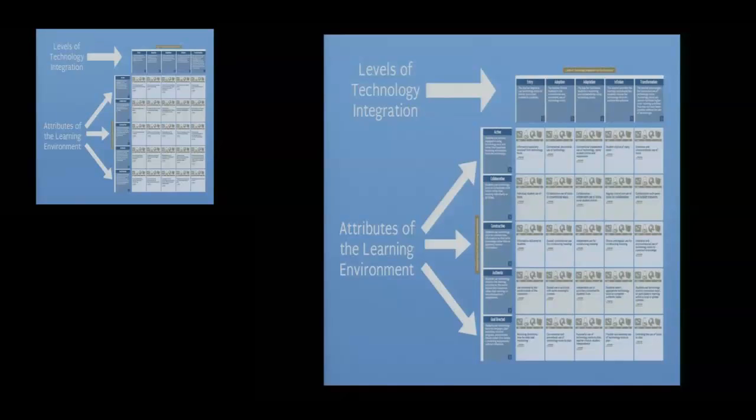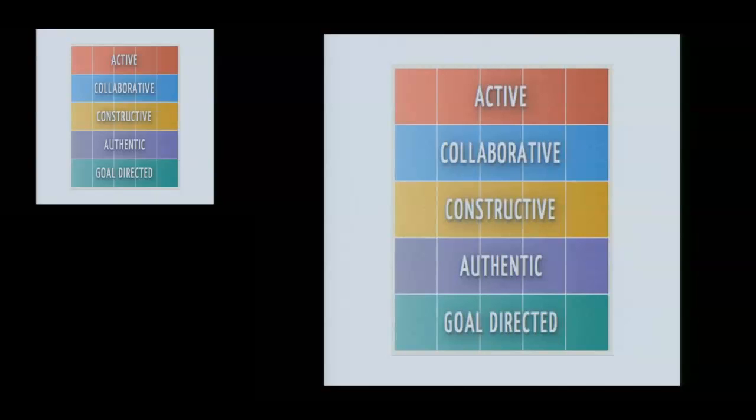The other key difference is that the TIM takes those levels and then describes them across 5 attributes of meaningful learning environments. So just briefly, let's take a look at what those attributes are. There we're talking about active, collaborative, constructive, authentic, and goal-directed learning and teaching. These are based on a variety of different studies, prominently including the work of David Jonassen. I'm going to refer you to the TIM website, mytechmatrix.org, where you can get more information about each of these characteristics and how each characteristic changes across the levels of technology integration.